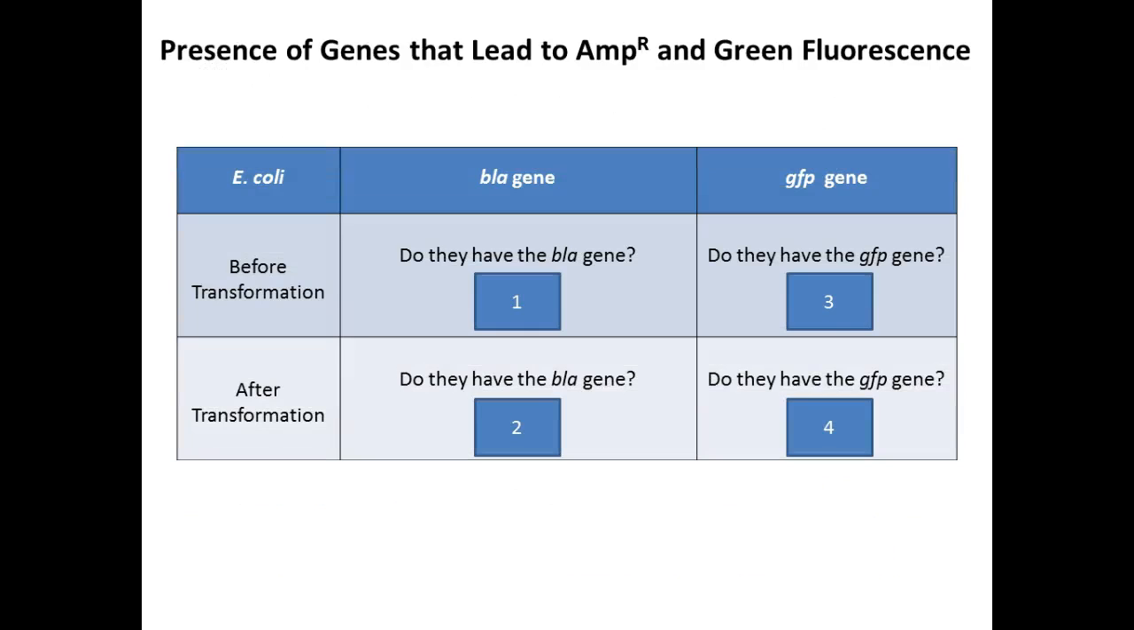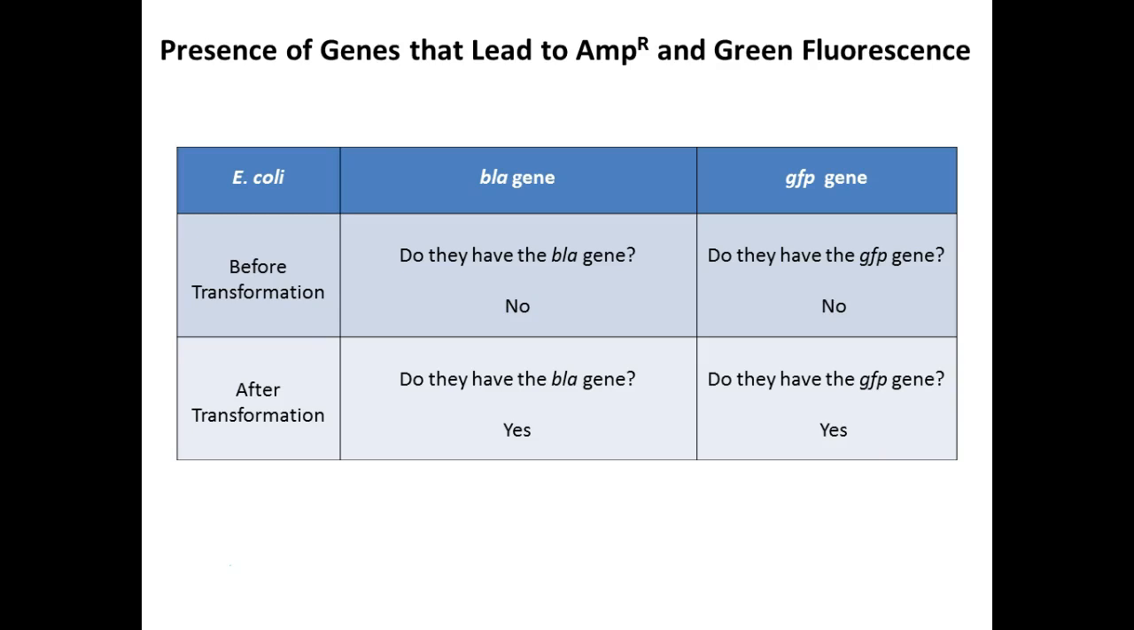So, presence of genes that lead to ampicillin resistance and green fluorescence. Remember, the BLA gene is going to give it resistance to the ampicillin. So before transformation, does it have it? No. After, will it? Yes, because it definitely won't even survive without it. Do they have the green fluorescent protein gene before transformation? No. E. coli does not glow green under UV light normally. Okay, so after transformation, will they have that gene? Yes, they will.